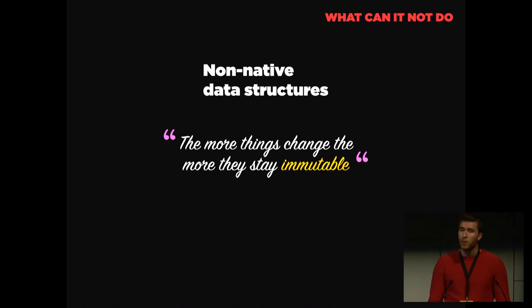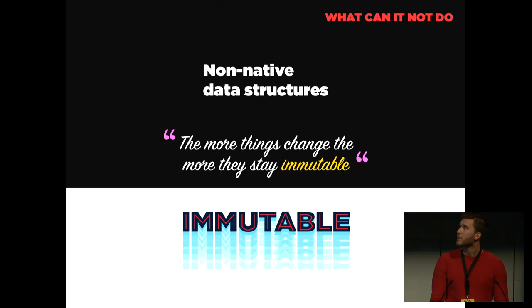Another thing that is problematic with Flow are non-native data structures. And what I mean by non-native data structures are data structures that don't behave like normal JavaScript native data structures, like array and object. For example, we're using Immutable.js a lot, and it's really difficult to model immutable data structures in Flow. I think it's mainly because of how the API is constructed.